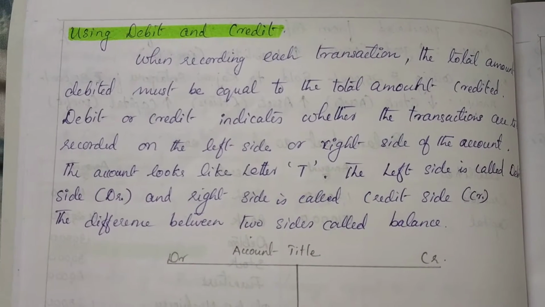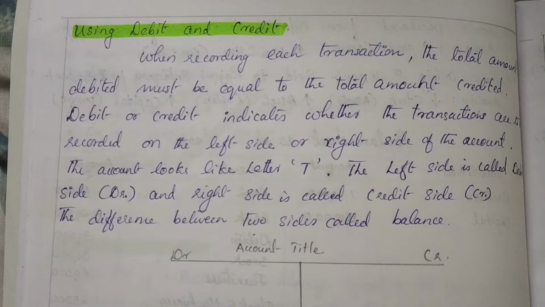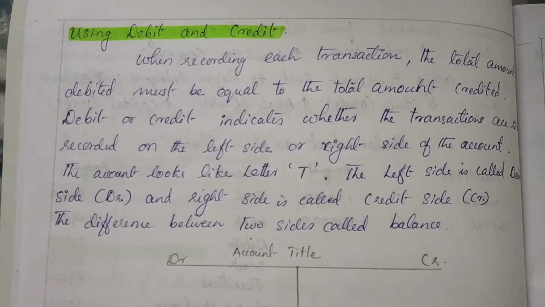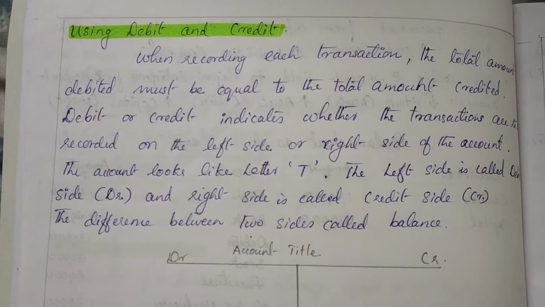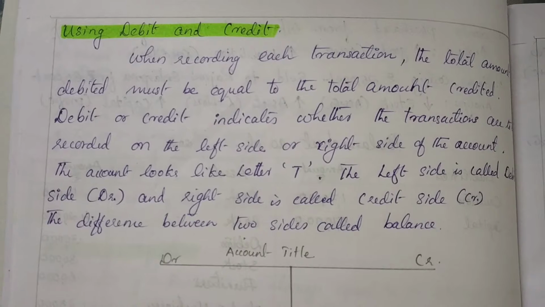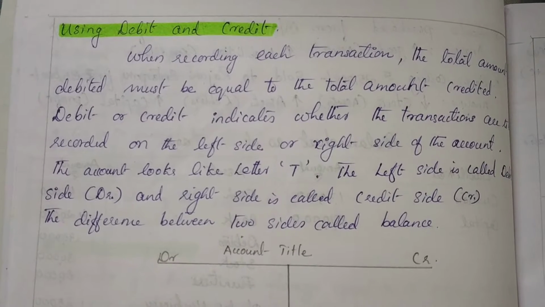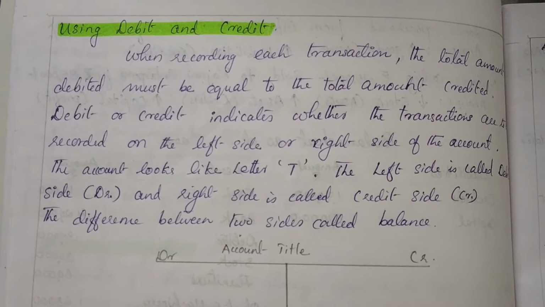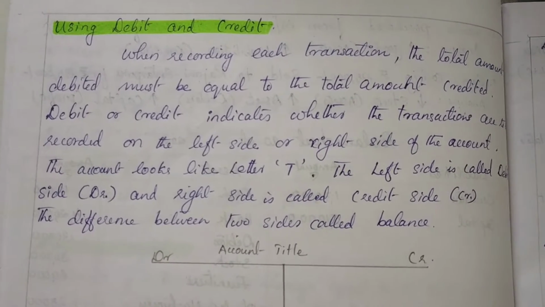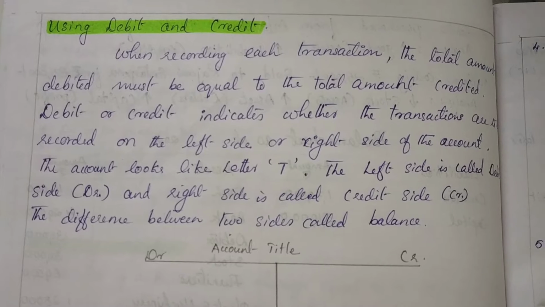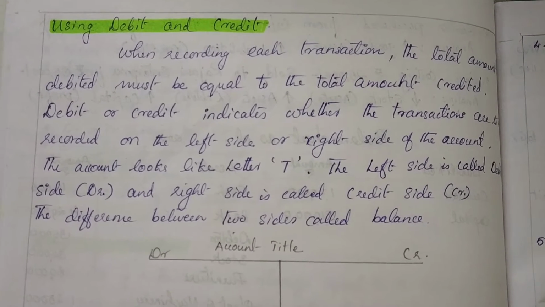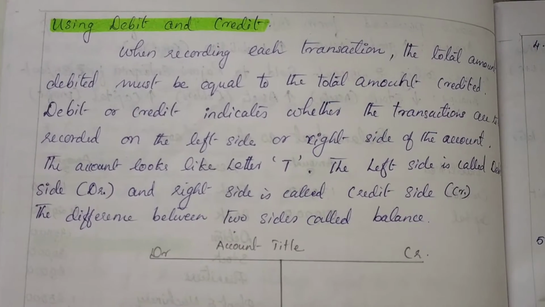Debit or credit indicates whether the transaction is to be recorded on the left side or right side of the account. The account looks like the English alphabet letter T. The left side is called the debit side. In short form, we will write DR, capital letter D, small letter R. And the right side is called the credit side, again, CR.